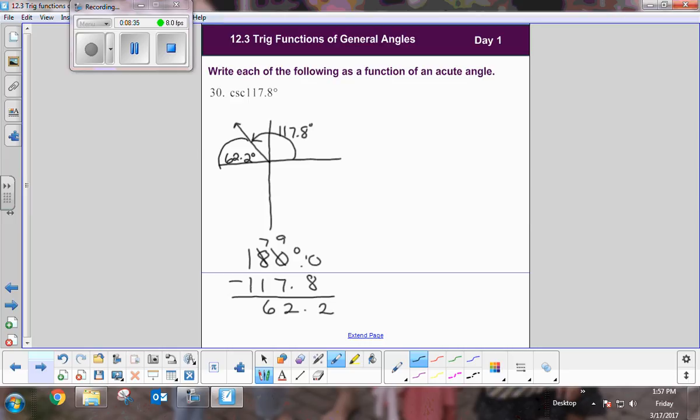How would I write this as a function of an acute angle? Which is cosecant. Go ahead. Cosecant of what? Right. And is it positive or negative, Maddie? Okay, how do you know? Okay, and what is positive in the second quadrant? So if sine is positive, then cosecant is going to be positive too, because it's reciprocal. So this is actually a positive.